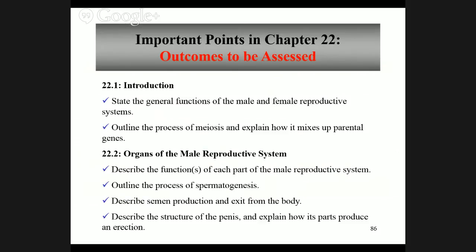Okay, let's look at the outcomes. State the general function of the male and female reproductive systems, outline the process of meiosis, and explain how it mixes up parental genes. The organs of the male reproductive system: describe the functions of each part, outline the process of spermatogenesis, describe semen production and exit from the body, describe the structure of the penis, and explain how its parts produce an erection.